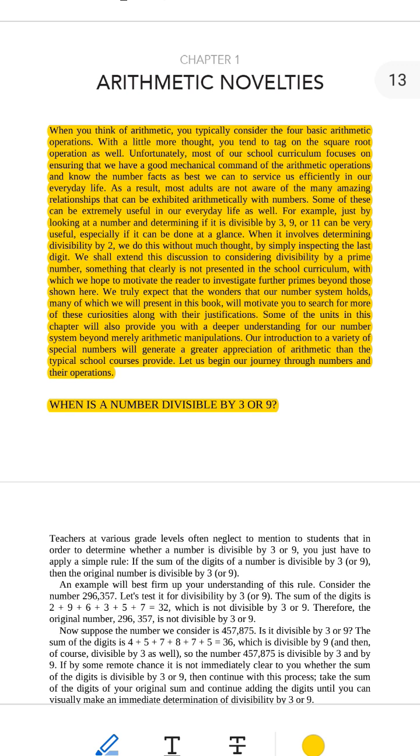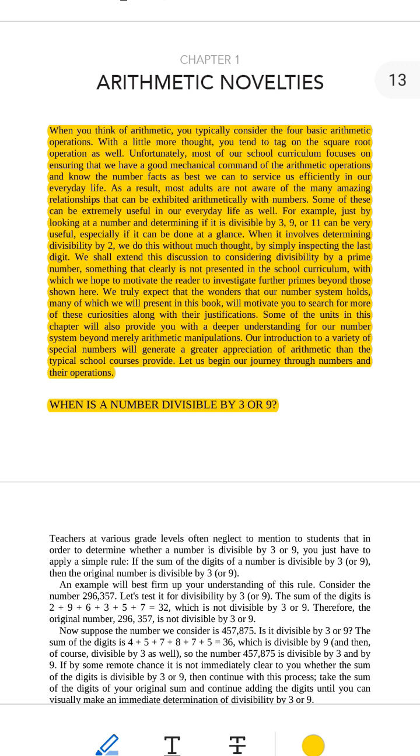Check divisibility by 3. The rule: a number is divisible by 3 if the sum of its digits is also divisible by 3. Steps to check if a number is divisible by 3. 1. Add up all the digits of the number. 2. Check if the result, the sum, can be divided by 3 with no leftovers. 3. If it can, then the original number is also divisible by 3.